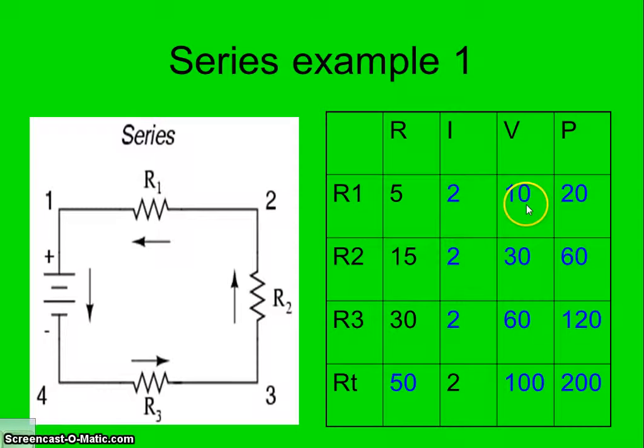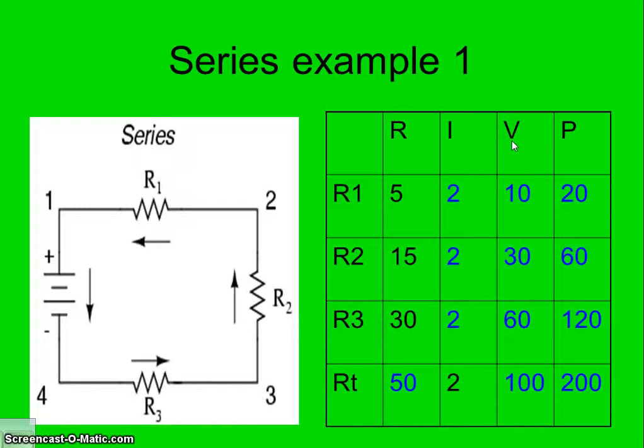Now to find the voltage, you're going to take 5 times 2 will give you 10. 15 times 2 gives you 30. 30 times 2 will give you 60. 50 times 2 will give you 100. Alright, and then you have I times V.